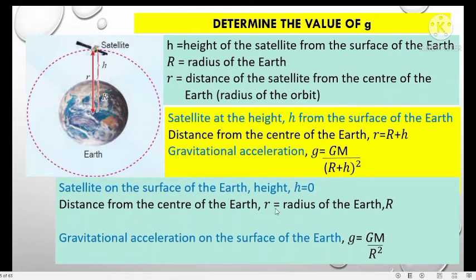When the distance from the center of the Earth r equals the radius of the Earth, capital R, the gravitational acceleration on the surface of the Earth, g, equals GM divided by R squared. So if you have the value of G, the gravitational constant, the mass of the Earth, and the radius of the Earth, then you can determine the gravitational acceleration on the surface of the Earth.